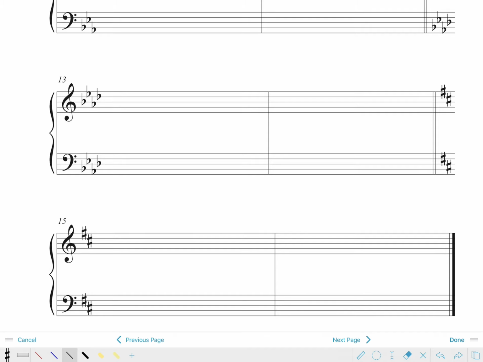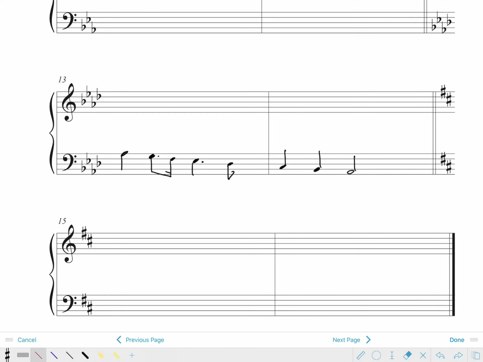Let's do this one in the bass clef. If I give you the following notes, can you figure out which solfege syllables are to be sung? Pause the video and study the notes to determine which solfege syllables should be sung.